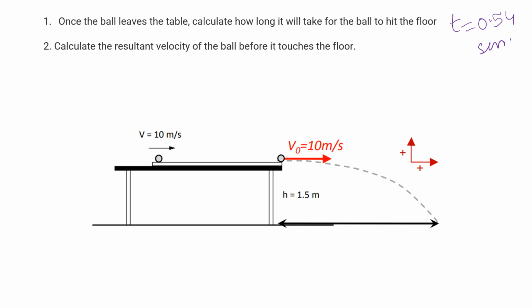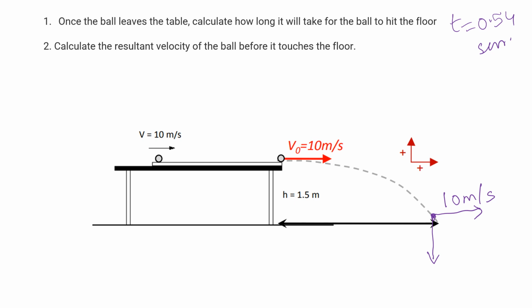Now right before it touches the floor, there will be two different types of velocities. One, the horizontal constant velocity of 10 meters per second, which will be acting in the forward direction. And there will be another velocity, the vertical velocity, which is due to the force of gravity.